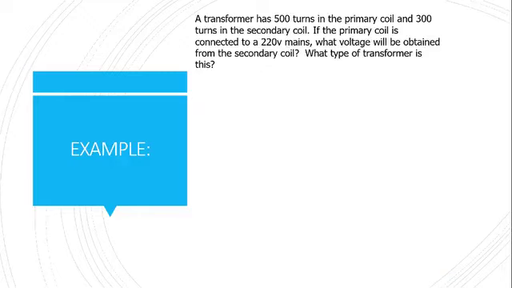Okay, let's look at this example. A transformer has 500 turns in the primary coil and 300 turns in the secondary coil. If the primary coil is connected to a 220 volt main supply, what voltage will be obtained from the secondary coil, and what type of transformer is this? So the solution to this will be found using our general transformer equation.